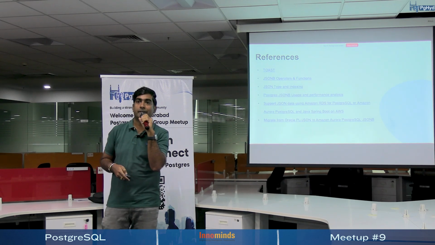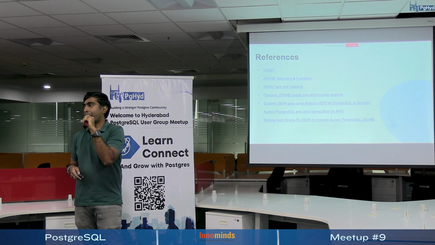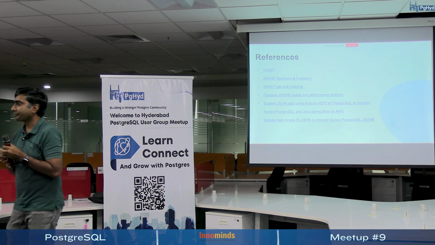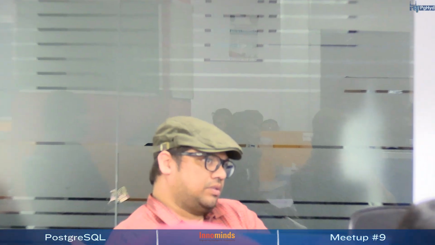Anybody has any questions? Multi-schema, possible? As in trying to store in one column, maybe one row has a particular key as a string, and the next row has the same key as an integer. Is it possible to store like that?